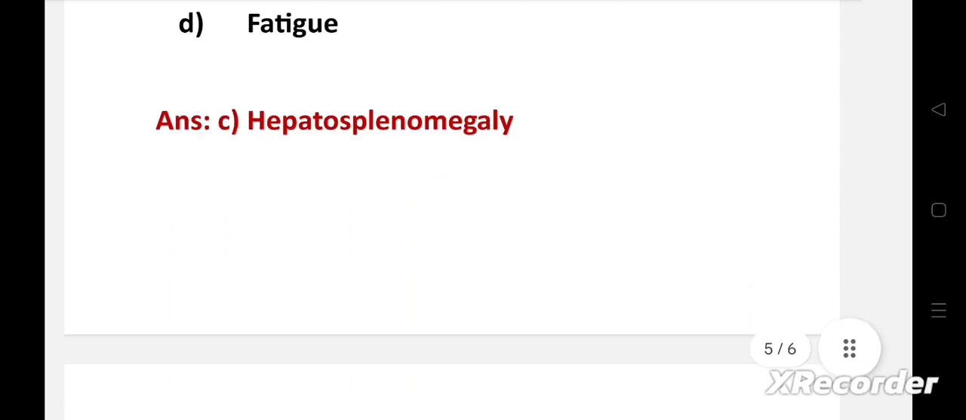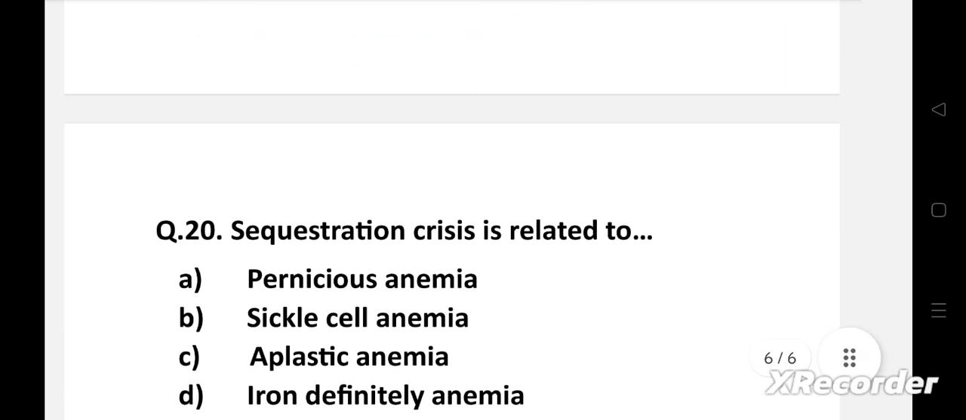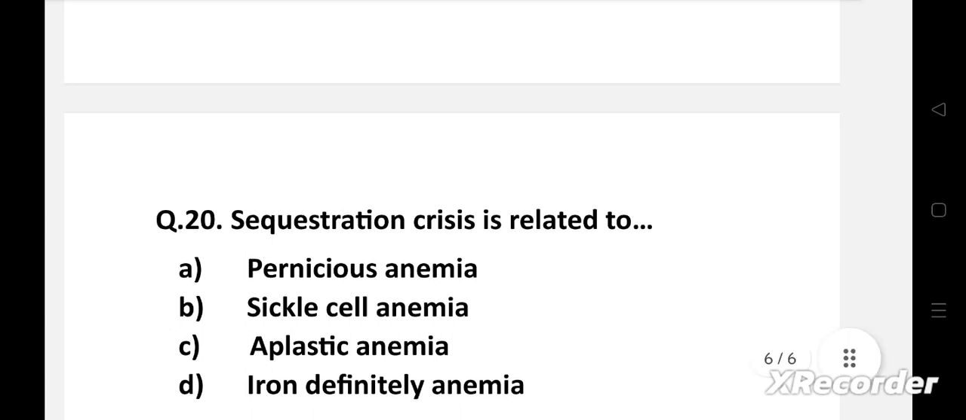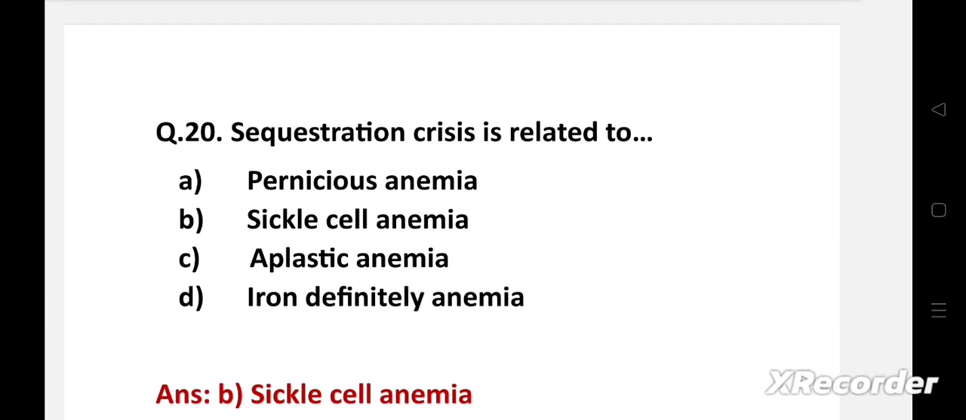Next question. Sequestration crisis is related to: option A, pernicious anemia; B, sickle cell anemia; C, aplastic anemia; D, iron deficiency anemia. Right answer is option B, sickle cell anemia. This occurs when an excessive amount of blood becomes trapped in the spleen, causing a dangerous drop in the circulatory blood volume.